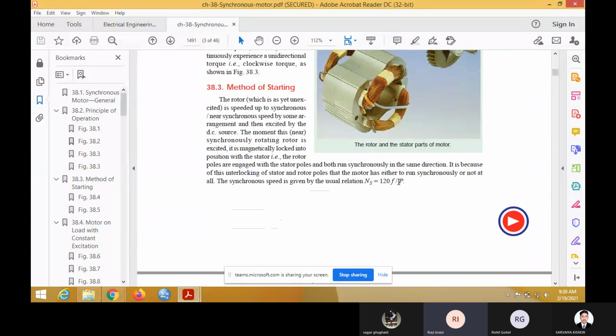Equation of synchronous speed: Ns is equal to 120 F upon P. So at the synchronous speed of the rotor, the magnetic locking is there between stator flux and rotor. So that is known as magnetic locking between the stator flux and rotor. After magnetic locking, the rotor will continue with the synchronous speed up to full load condition. During the overload condition, if excitation is not properly provided, then it may be possible to break the magnetic locking.